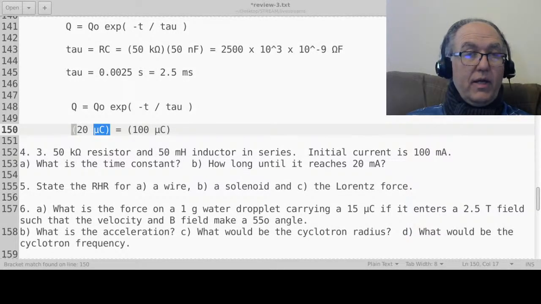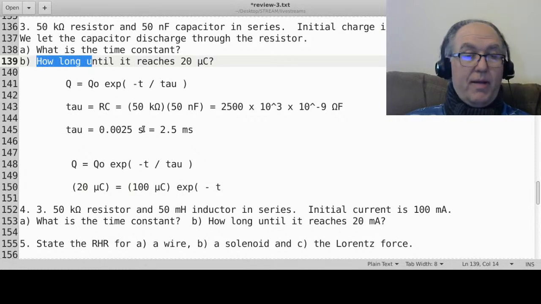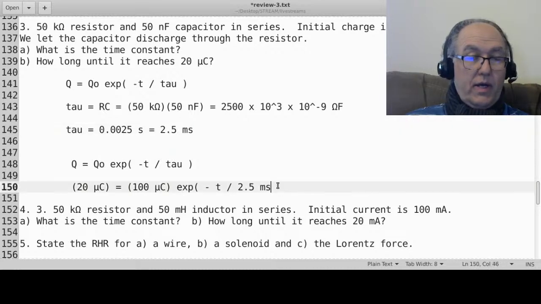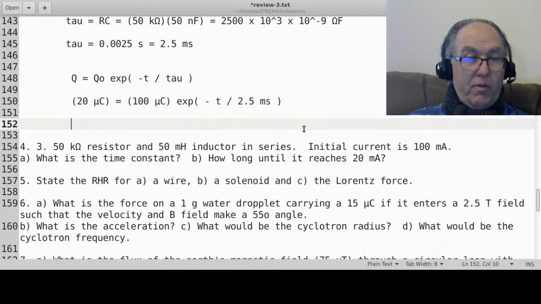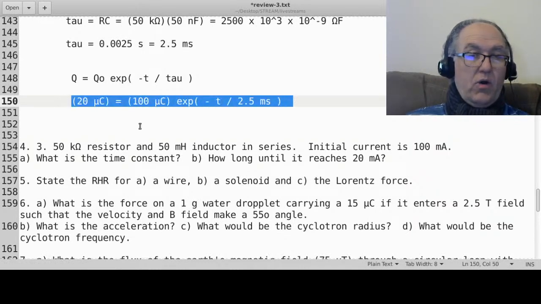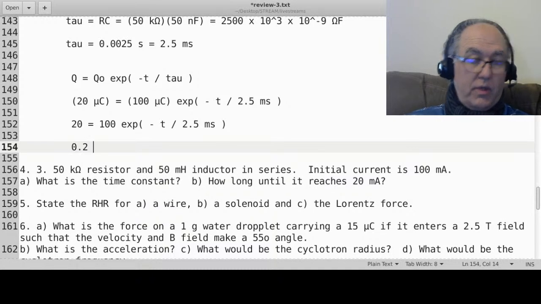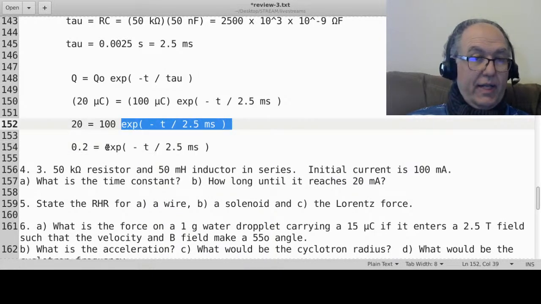That's your Q naught. Then it's multiplied by the exponential of negative t, which is what we're trying to solve for, because t is the time. So whenever you see how long, I'm asking for time, divided by tau, which we can now write as 2.5 milliseconds. So there's that formula with all the numbers plugged in. Microcoulombs on one side, microcoulombs on the other side, they'll cancel. So this becomes just 20 is equal to 100 times the exponential. And 20 divided by 100 is 0.2. So I'm dividing both sides by 100 and I get that.